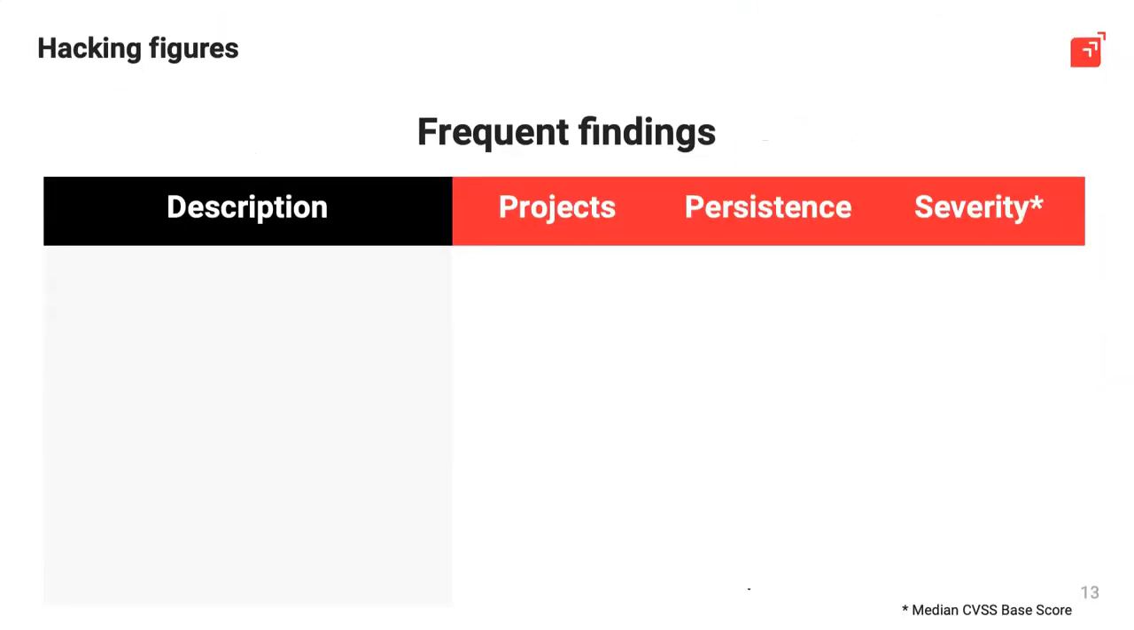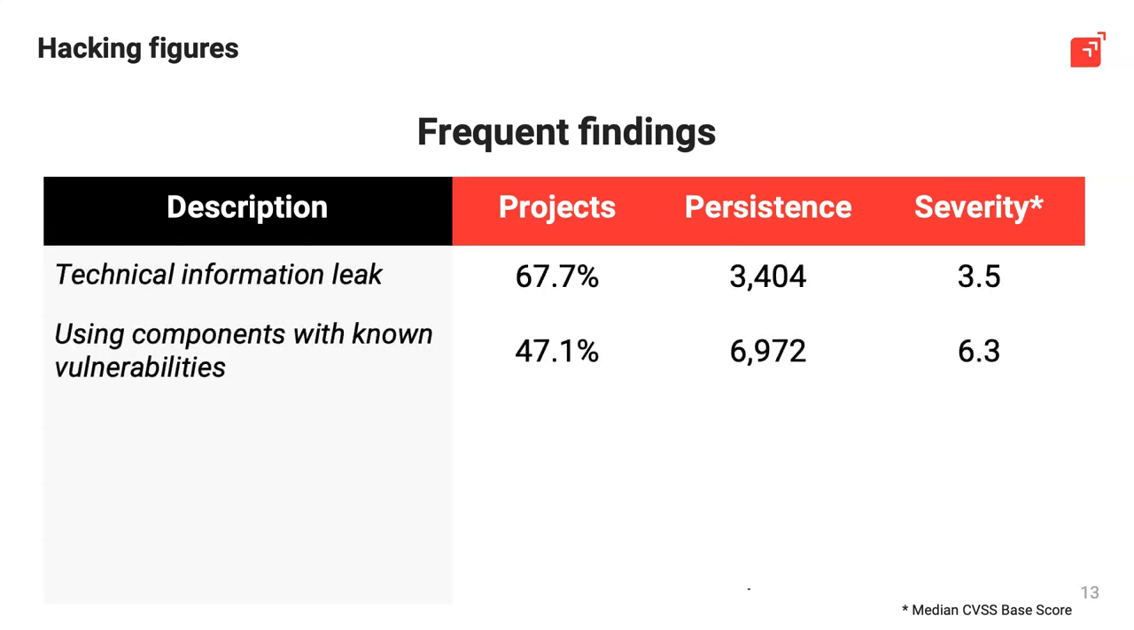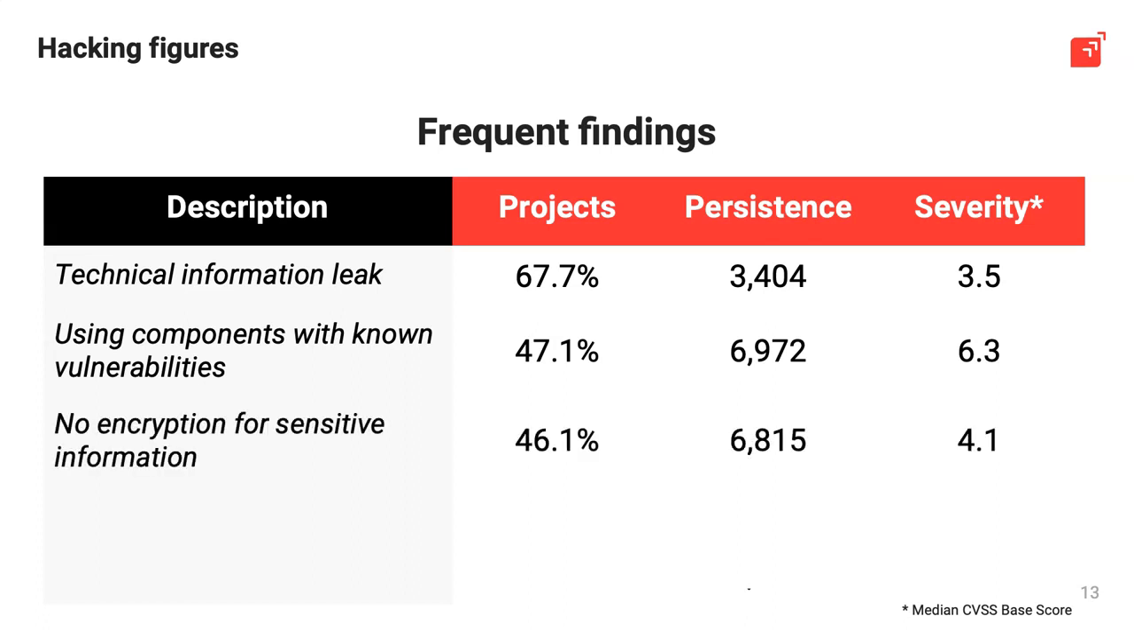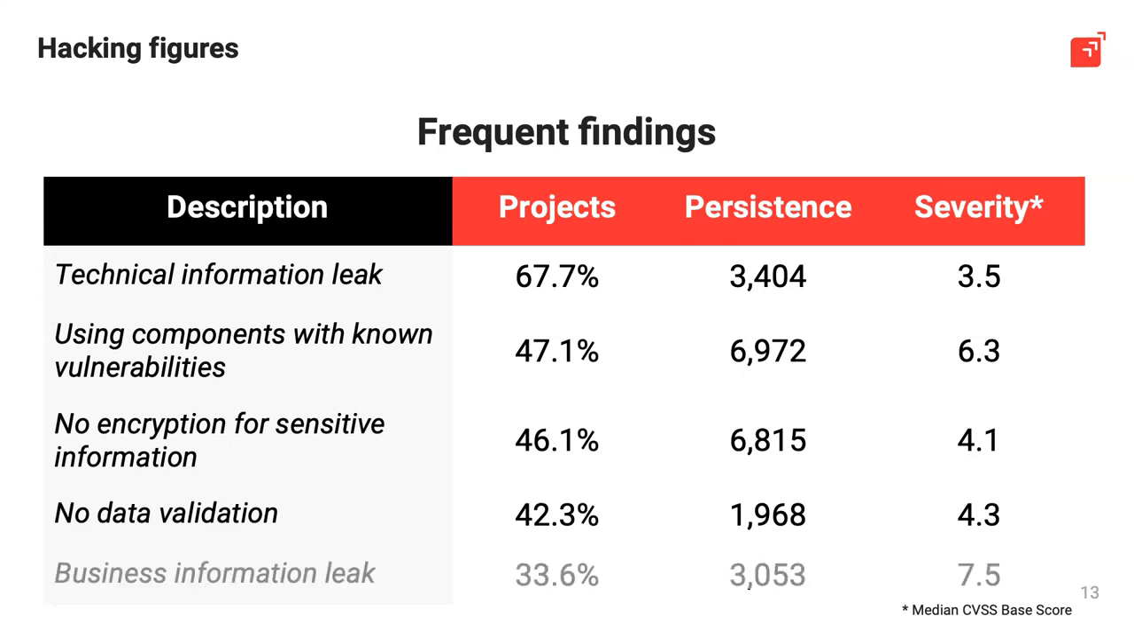Within the top 10 in both rankings, 5 vulnerabilities were noticeable: technical information leak, using components with known vulnerabilities, no encryption for sensitive information, no data validation, and business information leak. From these flaws, it's apparent that the security triad, that is, availability, integrity, and confidentiality, can be seriously compromised. Absence of good practices, like secure coding and complete hardening across infrastructure, are likely causes of their prevalence.